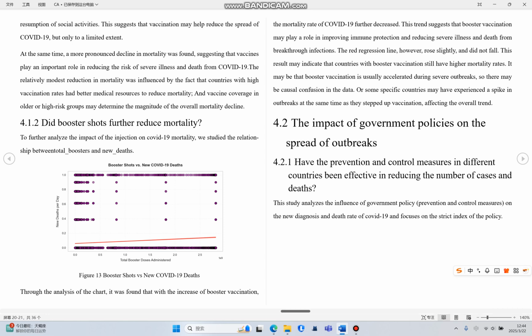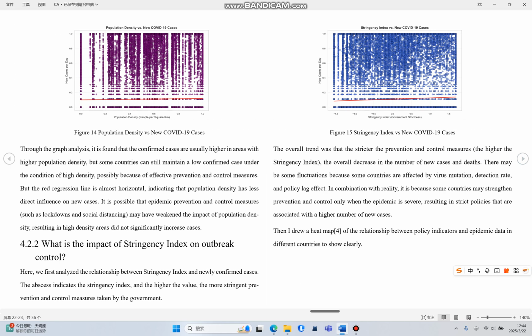The next part is the impact of government policies. These two graphs show the relationship between the stringency index and the new cases and deaths. The overall trend indicates that stricter policies lead to fewer cases. However, some countries still experience high case numbers despite high stringency indexes, possibly due to virus mutation, testing rates, and policy lag effects.